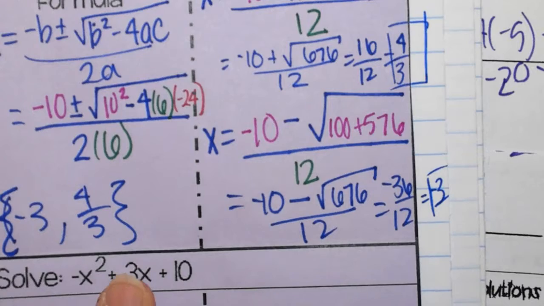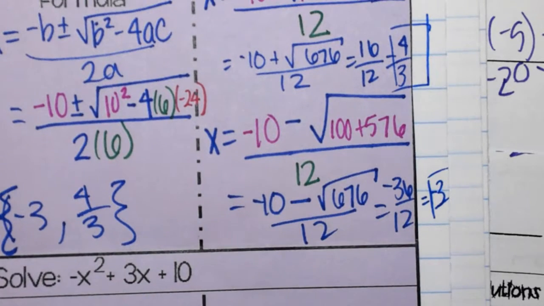Alright, now I want you to identify A, B, and C of the second problem while I'm looking at her calculator. Identify A, B, and C. And then we're going to do another one together. We're going to work until we die.